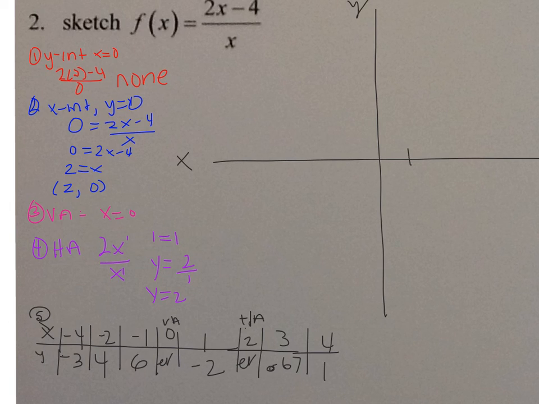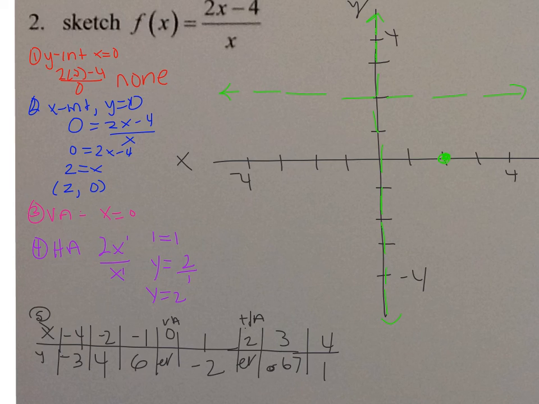All right, so I have 1, 2, 3, 4. 1, 2, 3, -4. 1, 2, 3, 4. And 1, 2, 3, -4. Okay, so let's plot our points. I have no y-intercept, but I have an x-intercept of (2, 0). I have a vertical asymptote at x equals 0. So that's right here. So it's not going to cross the y-axis. I have a horizontal asymptote at y equals 2. So right here.